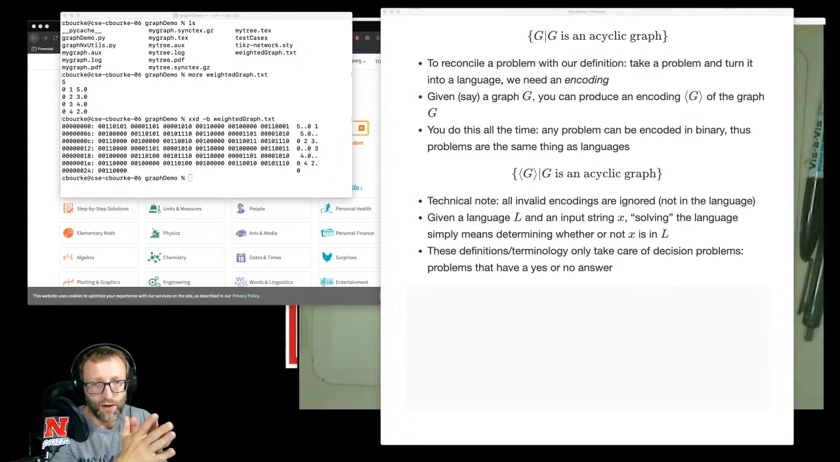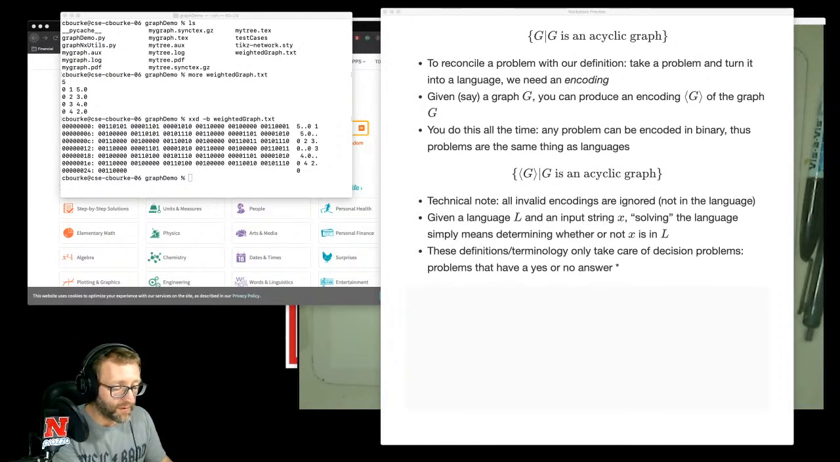Now you might be thinking to yourself, there are lots of other types of problems out there. If we only restricted ourselves to decision versions of problems, that would be like in programming only having functions that return Boolean values, true or false. You can do it, but it would not be a very convenient way of programming. It turns out that it's only a technical detail.